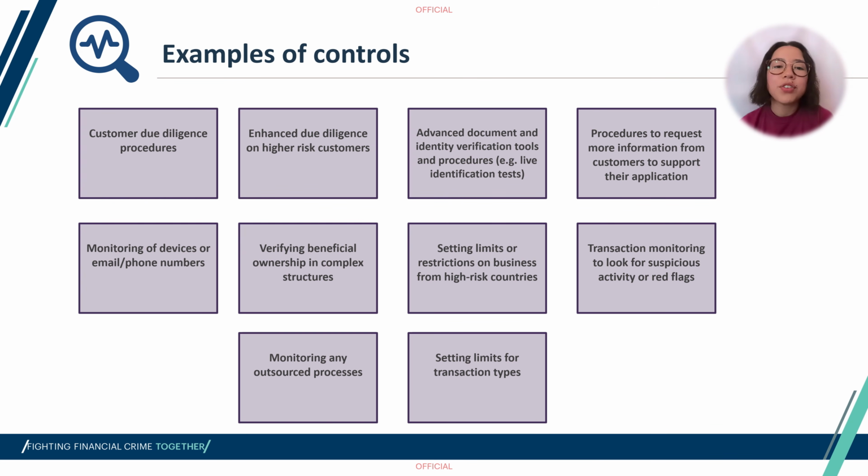Some examples of controls that you could implement include customer due diligence procedures, advanced document and identity verification tools and procedures, for example, liveness identification tests, and monitoring of devices or email and phone numbers. Outside of this scenario, some other examples of controls include setting limits or restrictions on business from high-risk countries, transaction monitoring to look for suspicious activity or red flags, and setting limits for transaction types, for example, cash, deposits, and transfers.